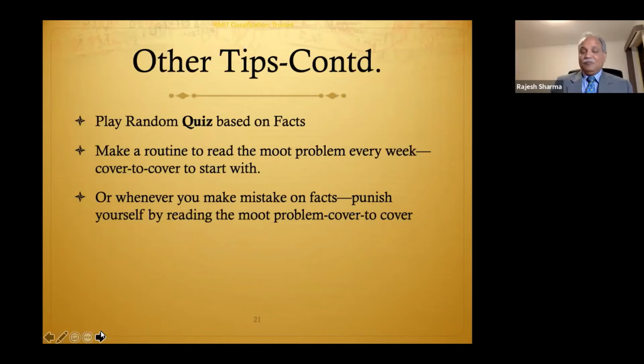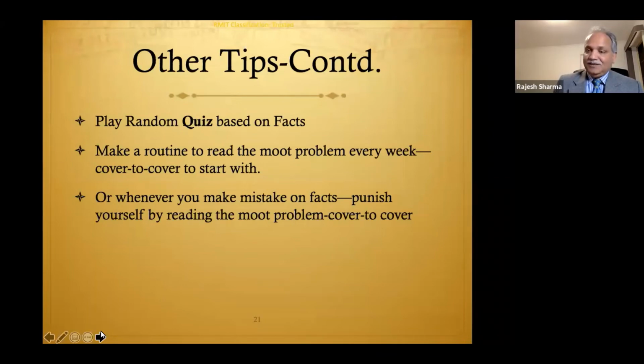Another suggestion, which I really recommend, is that from now onward, every week after preparing all those things, you should read the moot problem cover to cover. And you will be very surprised that every time you read, you will pick up something extra. You will pick up something different. And that is very important.